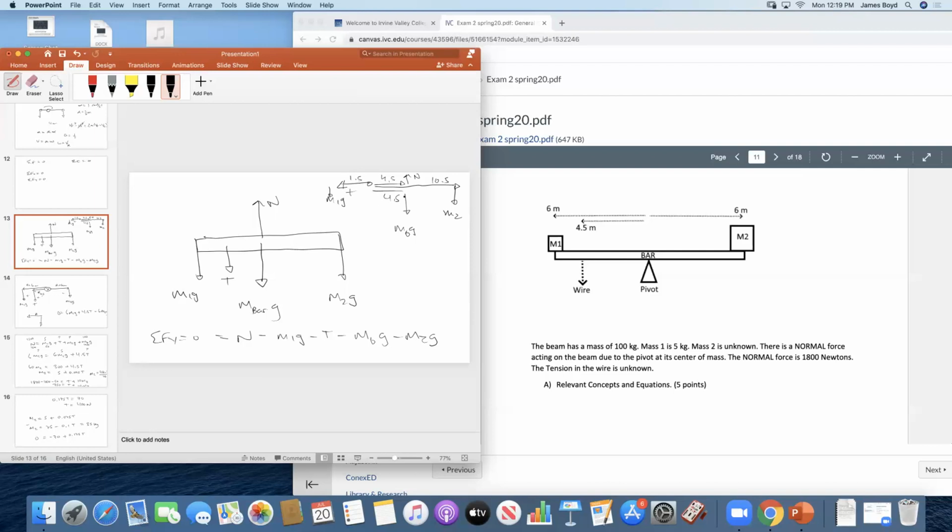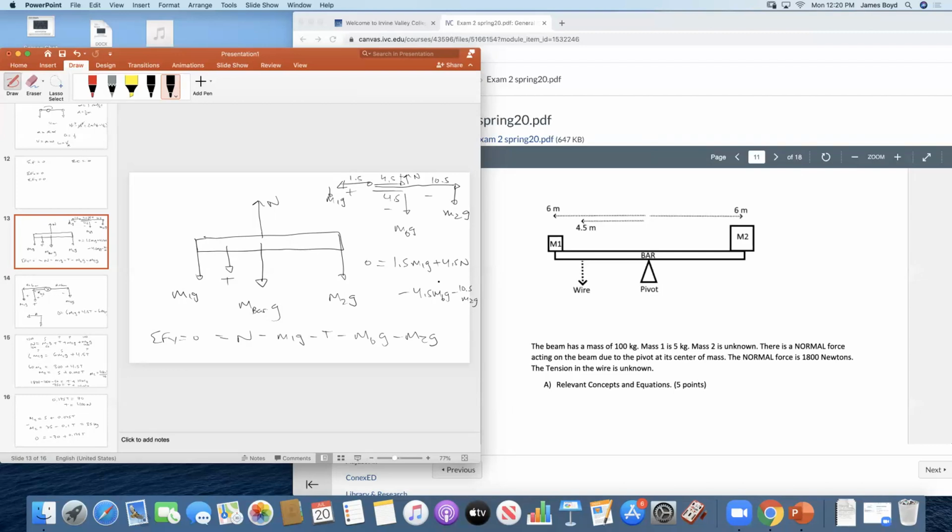This would be a positive torque. This would be a negative. This would be a positive. This would be a negative. You could say 0 is 1.5 M1G plus 4.5 N minus 4.5 M bar G minus 10.5 M2G. And here you only have one unknown. So you totally could have done that and solved it for M2 there.